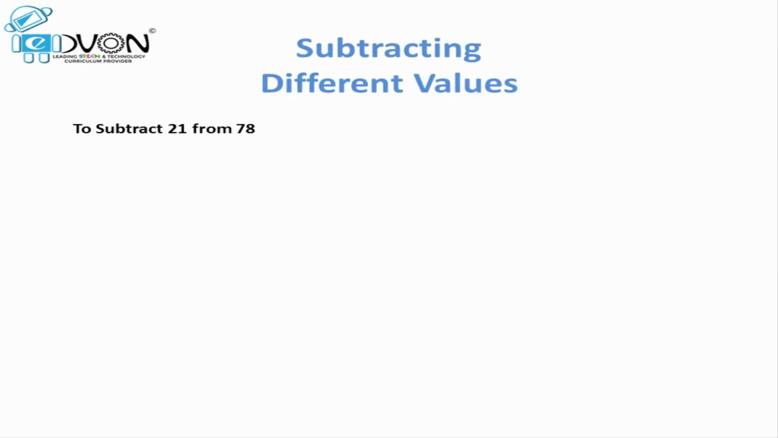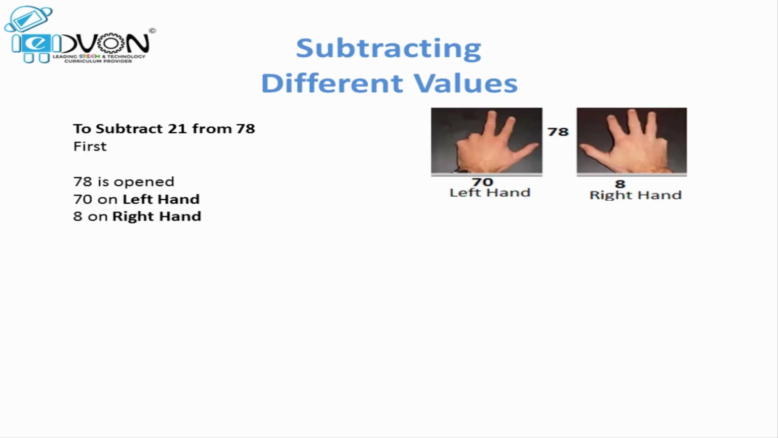Let's see how to subtract different values while using finger maths. Let's take an example. If we want to subtract 21 from 78, how will we do that? First, we will place 78 on our hands. How can we place 78 on our hands? We will open thumb and 2 fingers on left hand and thumb and 3 fingers on right hand, which represents the value 78. As we are subtracting, it means closing of fingers.